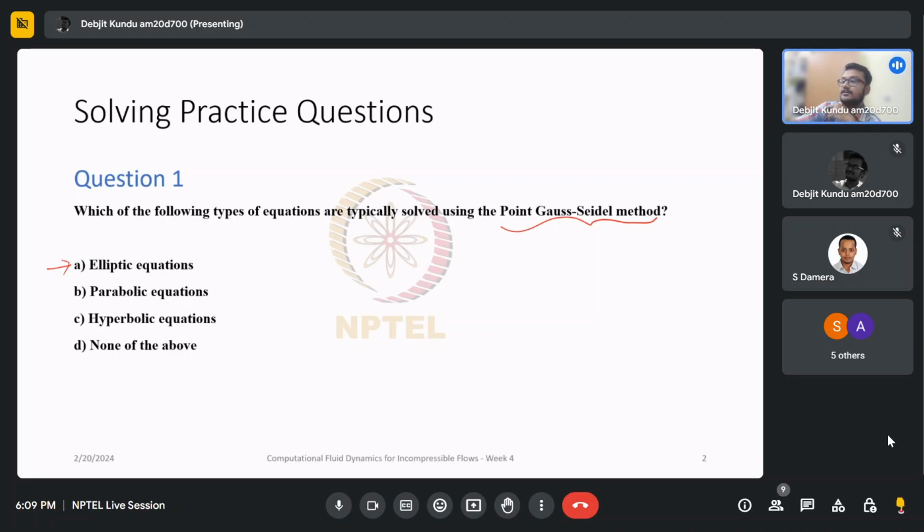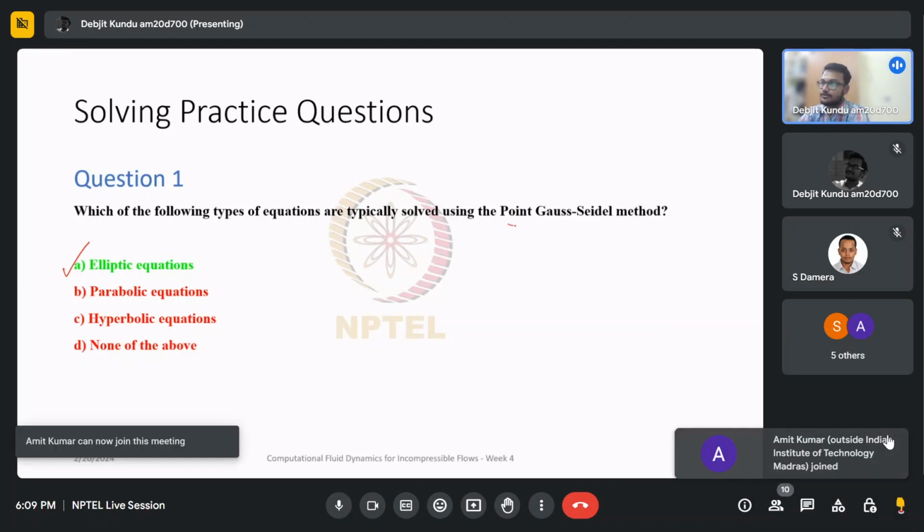Okay, so let's have a look at the solution. The answer is indeed elliptic equation. So all of you who chose option A, well done, you did it correctly. So just to revise a little bit, what is the point Gauss-Seidel method?